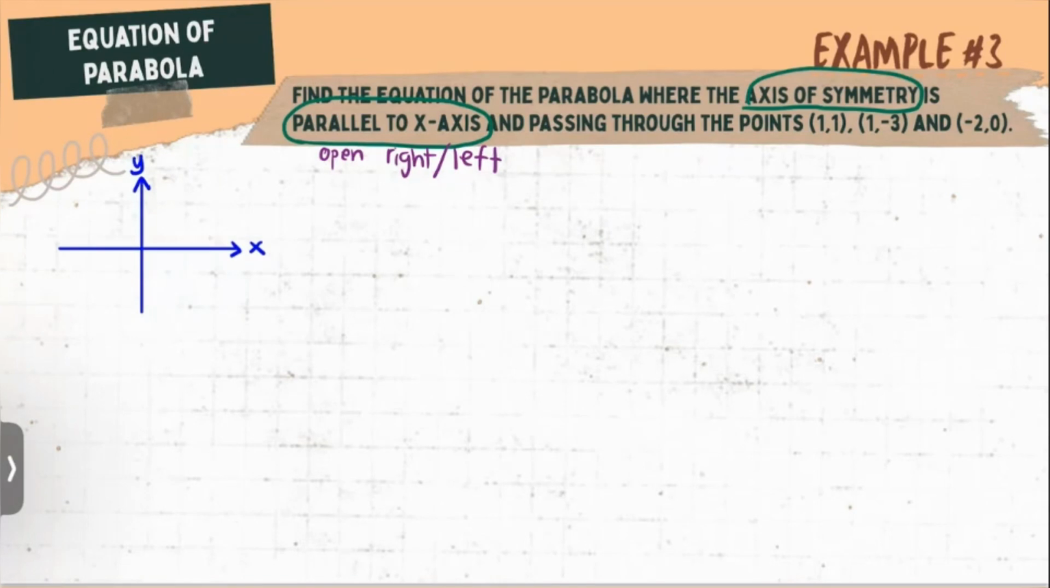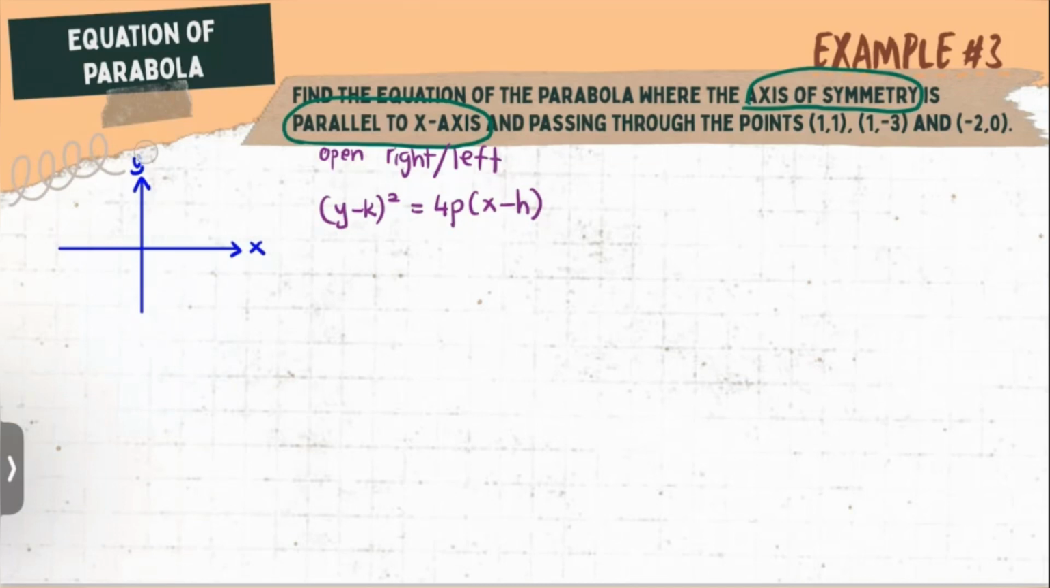Next, what other information is given? It passes through the points (1, 1), (1, -3) and (-2, 0). So we have 3 points here. So this is what we are going to do. The formula is, not x, if it opens left or right, it will be (y - k)^2 = 4p(x - h). Okay, so this is our equation.